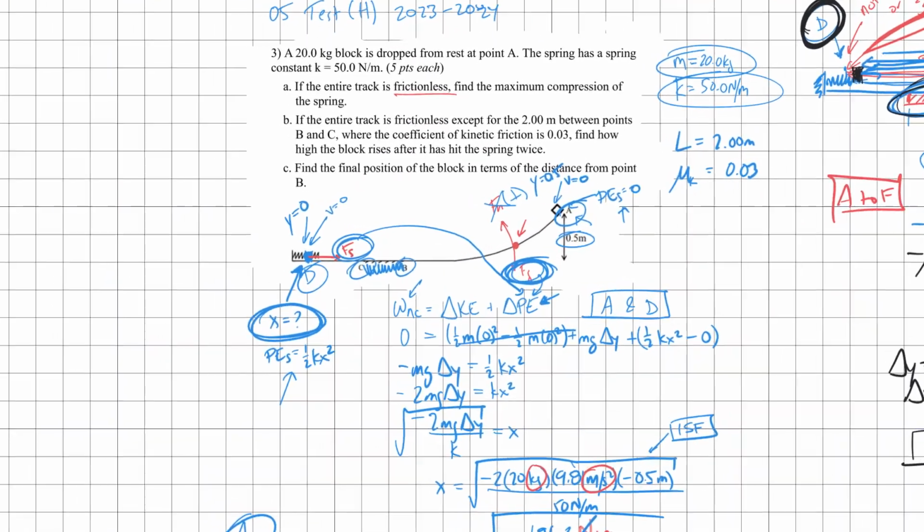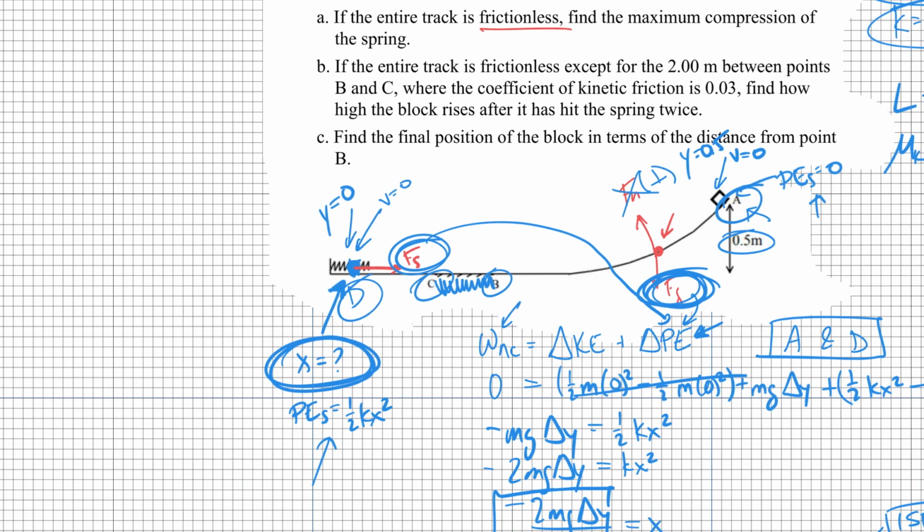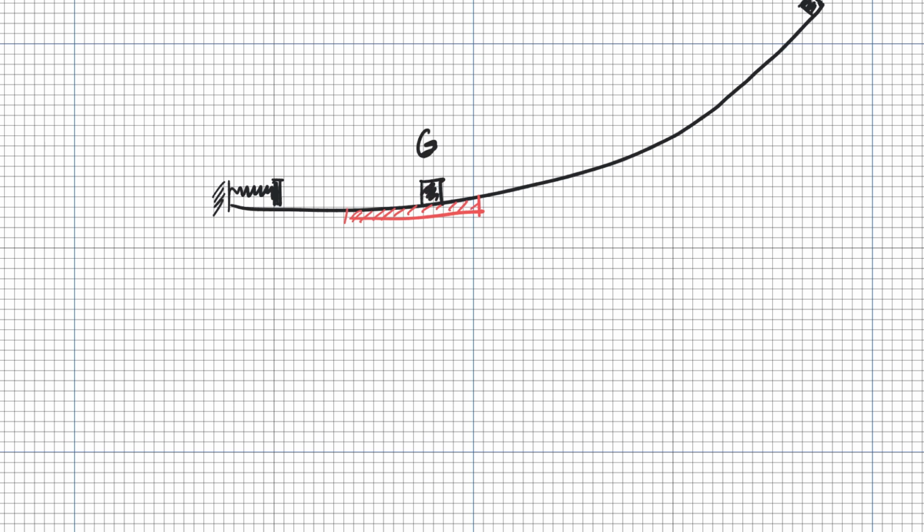Okay, find the final position of the block in terms of the distance from point B. So again, I'm going to draw another picture. Okay, so we've got our little rough patch in here. It's completely level, despite what my drawing might show. There's a spring right here, and the block is going to be dropped off up here. So this is position A. And wherever it's going to finally stop, say here, I'll call that position G.